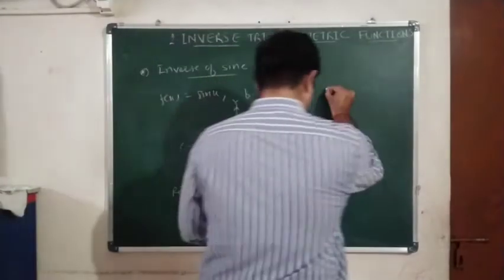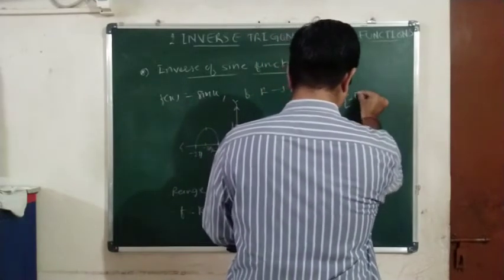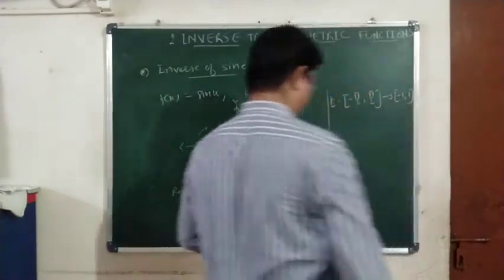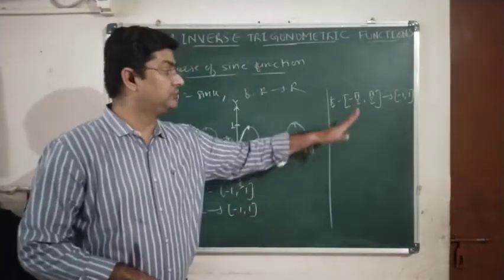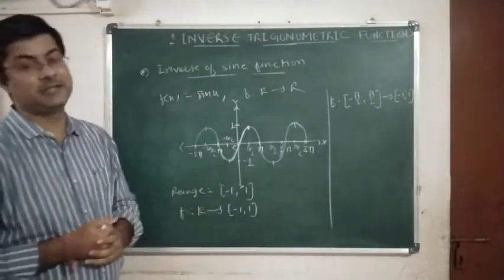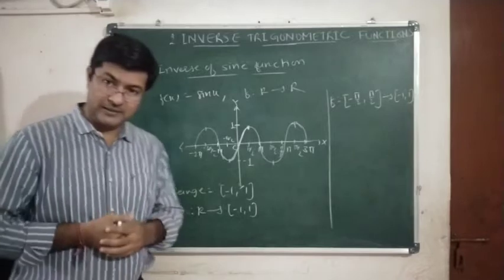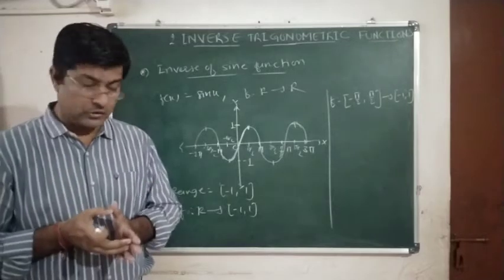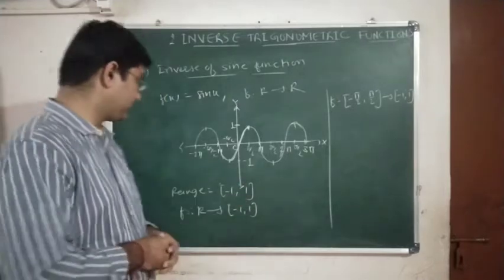Clear? And therefore, now we can write the domain of this function to be from minus pi by 2 to pi by 2, and the codomain is the range, minus 1 to 1. Now this function has become one-one onto. Clear? And therefore this is a bijection, and hence this is invertible. So in this way we can make any trigonometric function invertible by restricting the domain and replacing the codomain by the range. Clear?